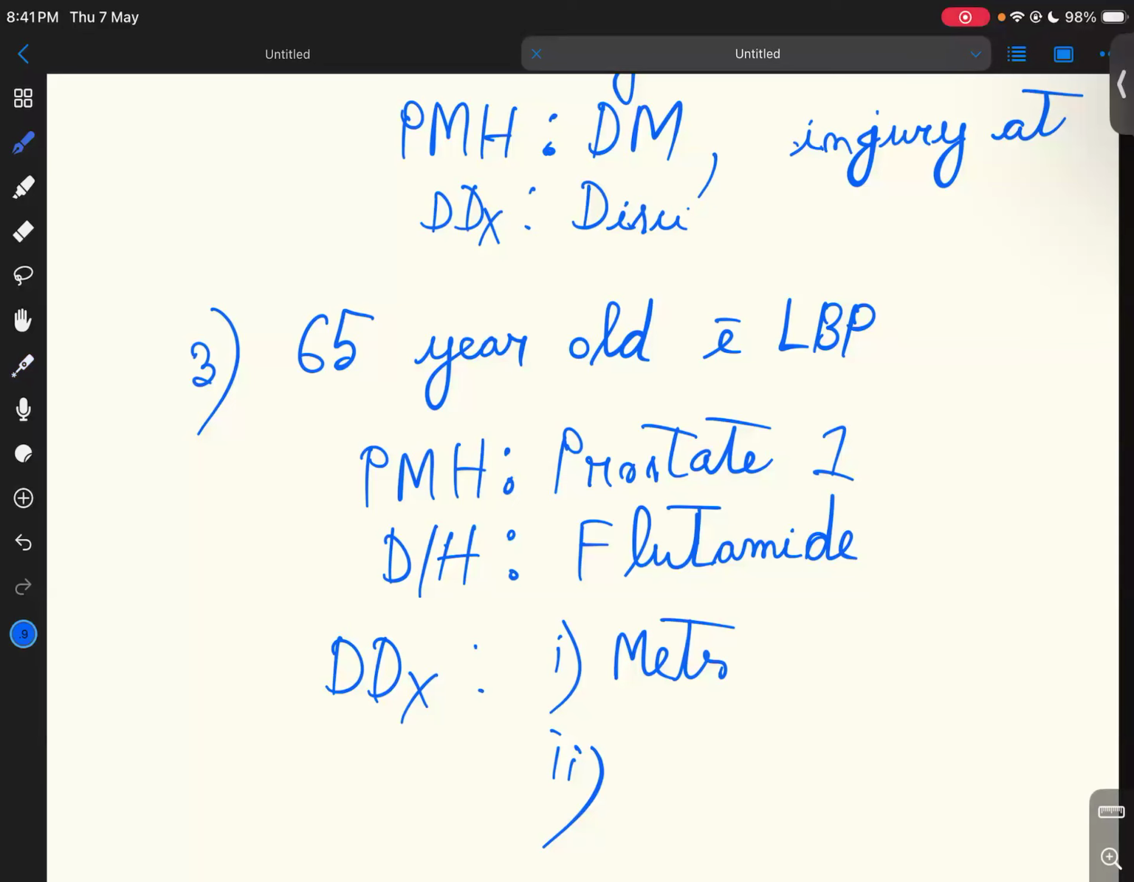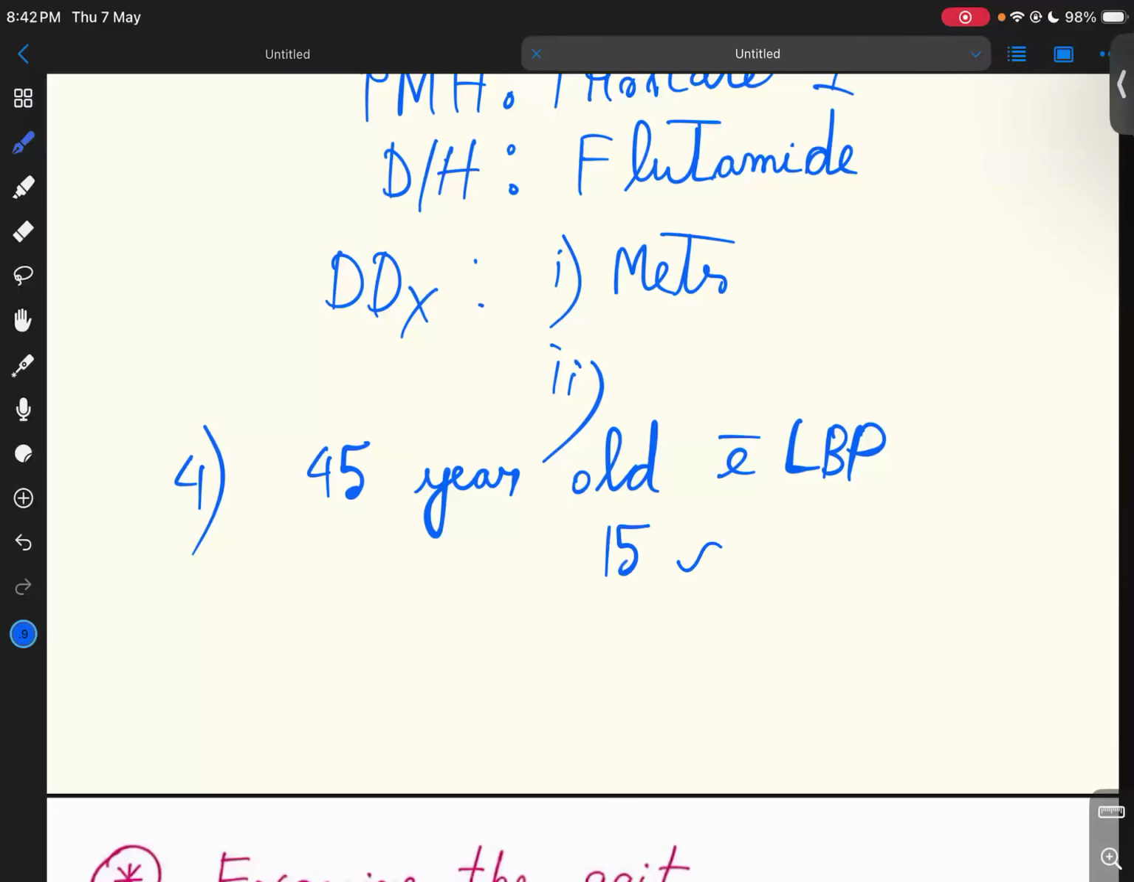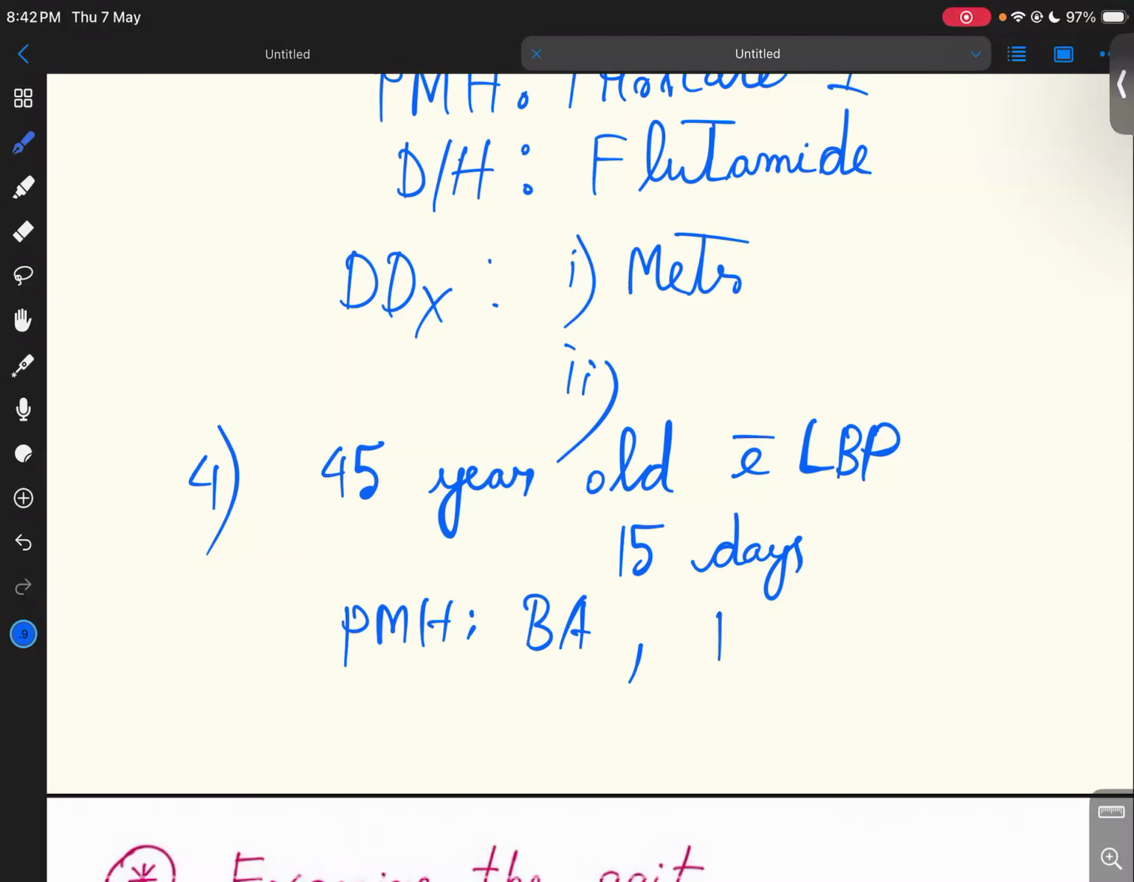Let me give you another example. It will be very easy for you to diagnose. It is a case of a 45-year-old male with low back pain. He is complaining of this back pain for the last 15 days. And in the past medical history, he has bronchial asthma. He had a flare-up 3 months back. Right after that, he started steroids and he's continuing to take them.